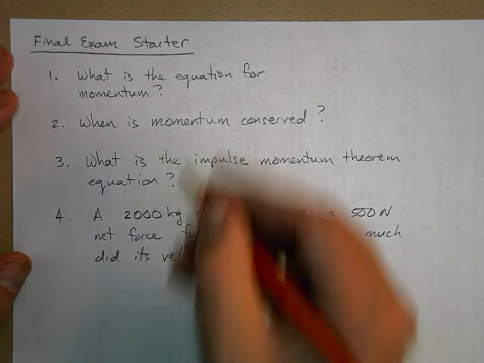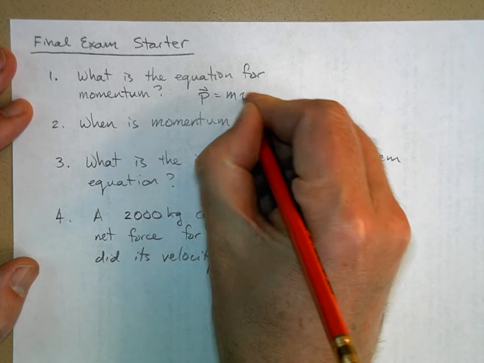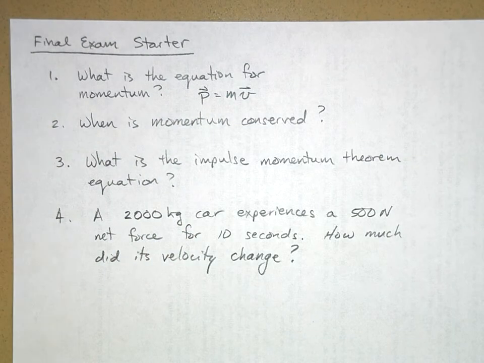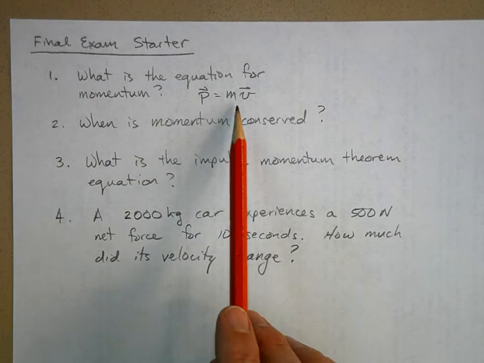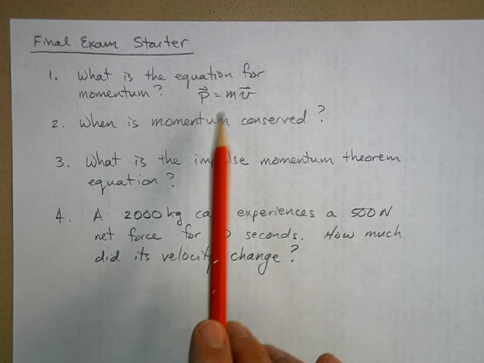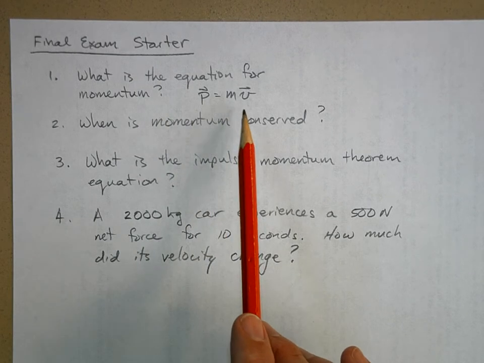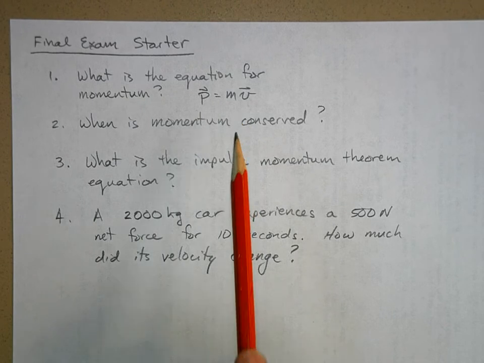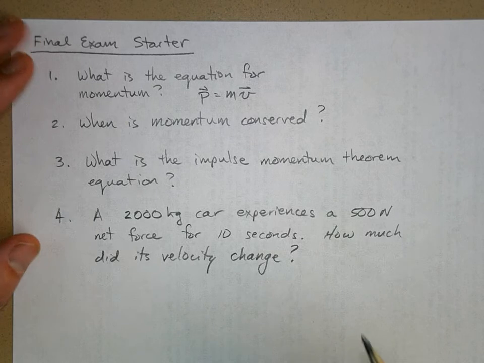So what is the equation for momentum? Well, P equals mass times velocity, and momentum is a vector. Mass is a scalar, velocity is a vector, so the direction of the momentum and velocity are the same. You're just taking the velocity and multiplying it by a mass. It's how much stuff is moving, how fast, and in what direction. That's what momentum is.